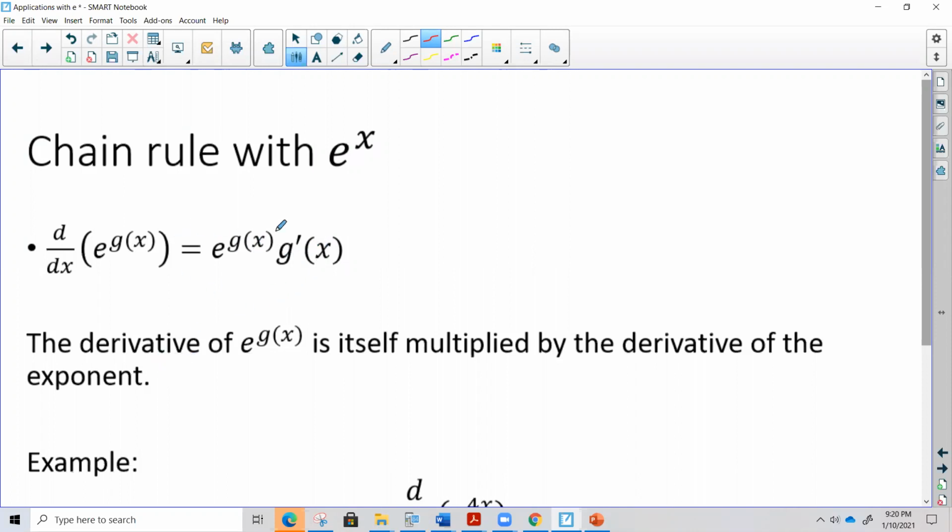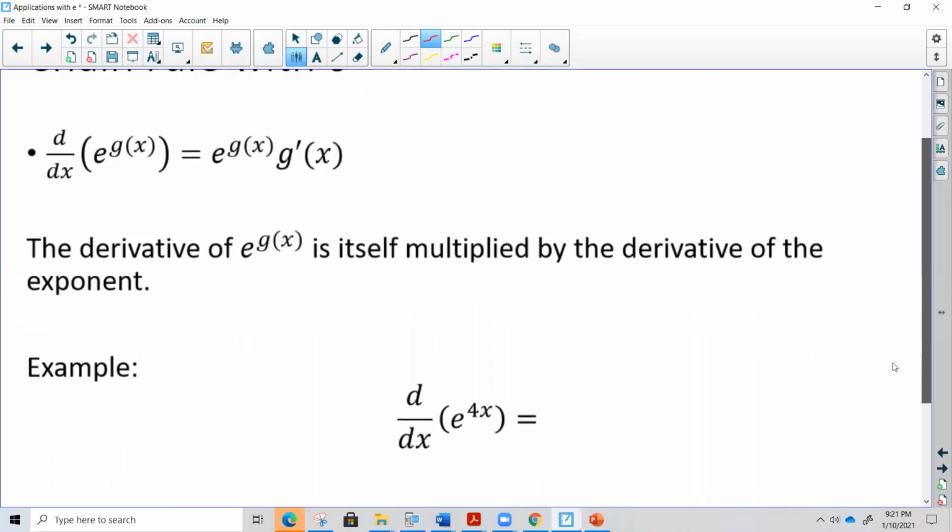So this is it in notation. In words, one way to think about it is the derivative of e to the g of x is itself multiplied by the derivative of the exponent.